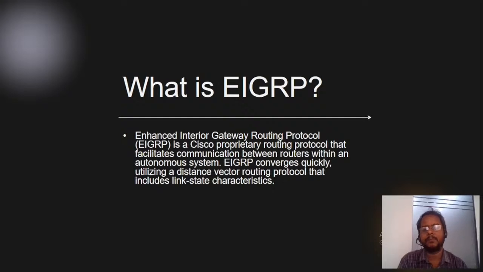It facilitates communication between routers within an autonomous system, because there is a concept known as AS, autonomous system, in EIGRP. It is a logical bounded area, and inside that area all the routers reside and communicate with each other. EIGRP converges quickly and it utilizes a distance vector routing protocol that includes link state characteristics, meaning it's a hybrid protocol, or we call it an advanced distance vector protocol.